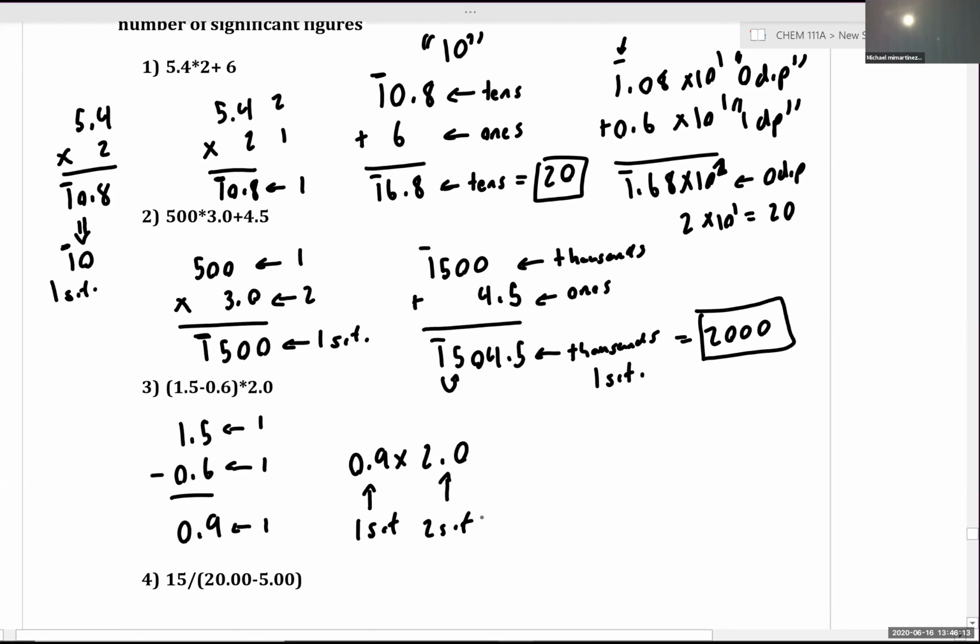2.0 has 2 sig figs, so when we multiply them together, we get 1.8. We have to round 1.8 to 1 sig fig. So we look to the right and we round it to 2. Does this make sense?